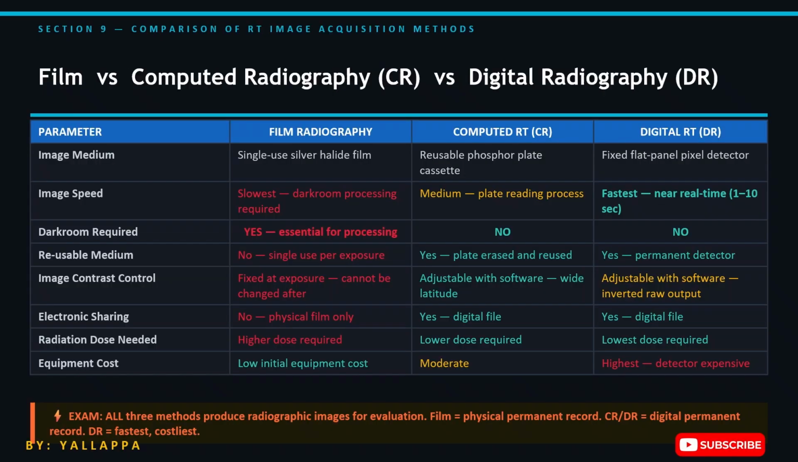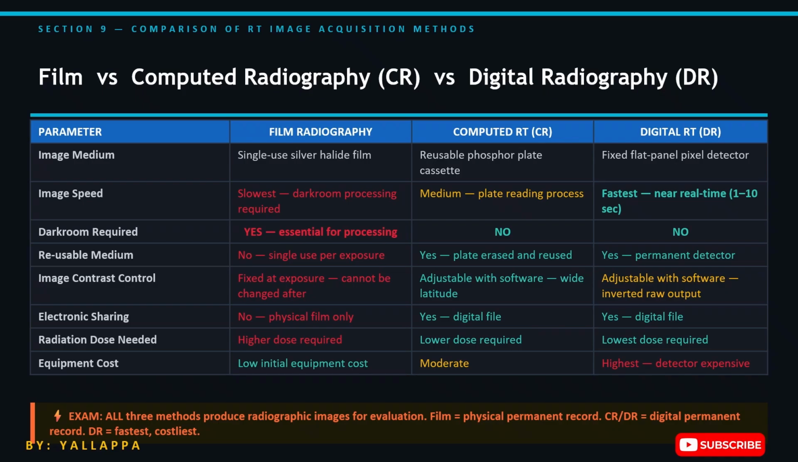This comparison is important because it allows us to see the evolution of radiographic image acquisition. Film is the traditional method. It requires chemical processing, produces a physical image, and cannot be digitally adjusted after exposure in the same way as CR or DR. CR uses a reusable phosphor plate. The exposure is similar in concept to film, but the plate must be read by a scanner before the image becomes available. DR uses a fixed electronic detector and provides the fastest image acquisition.